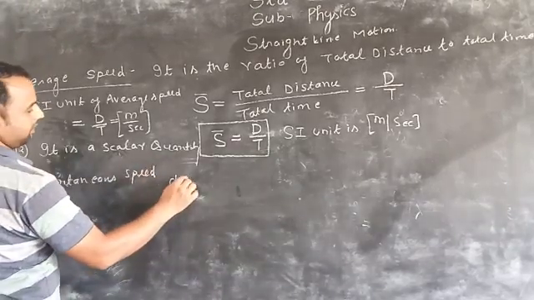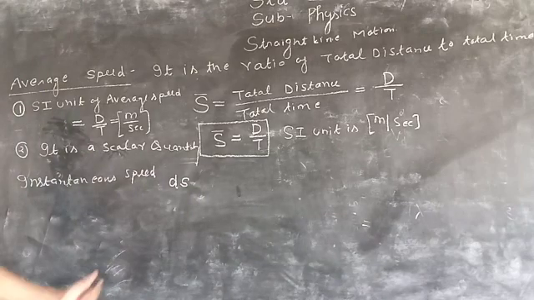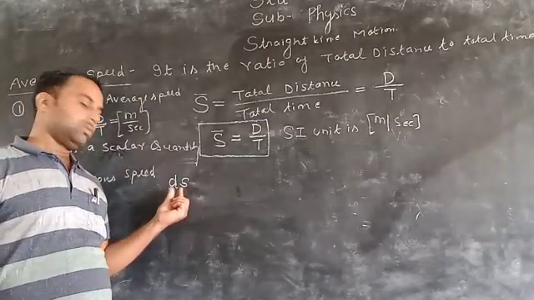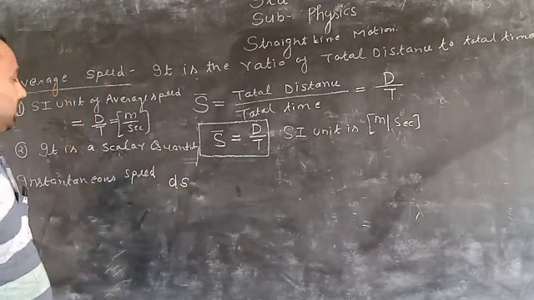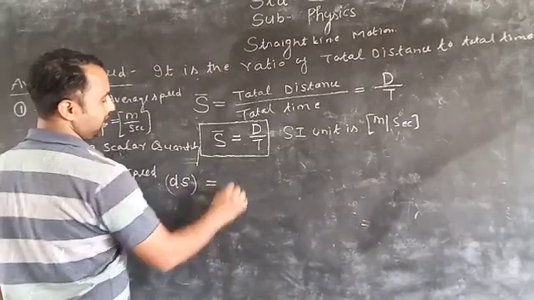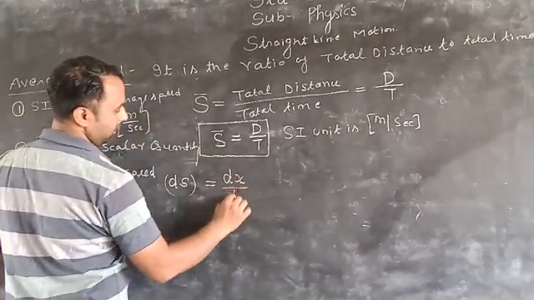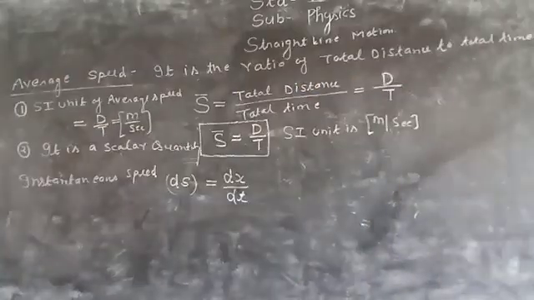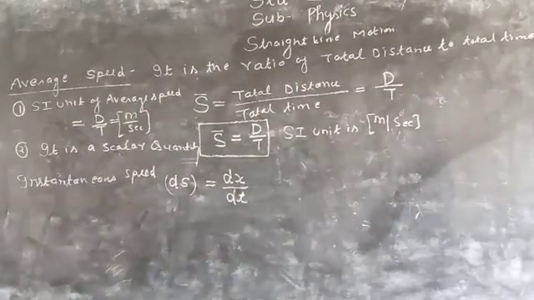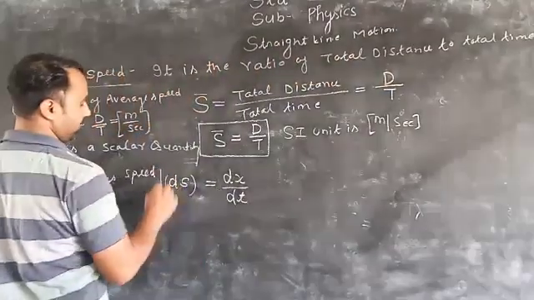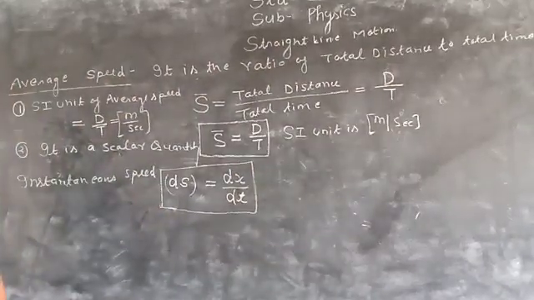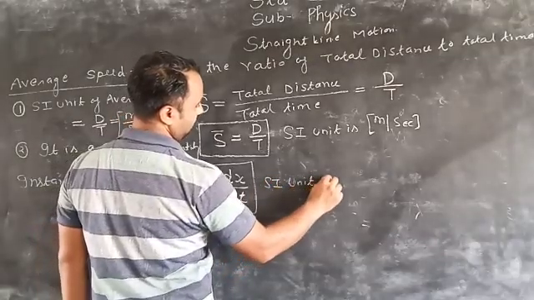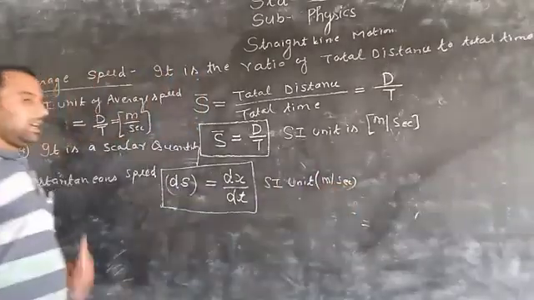That instantaneous speed is to be defined as ds, because when the interval is very small, it has to be instantaneous. So we have to define small v, that is the instantaneous speed, and that is to be defined as dx by dt. Generally, we are using x as the distance for the instantaneous values. This is the basic formula for the instantaneous speed. And the SI unit of instantaneous speed is meter per second.